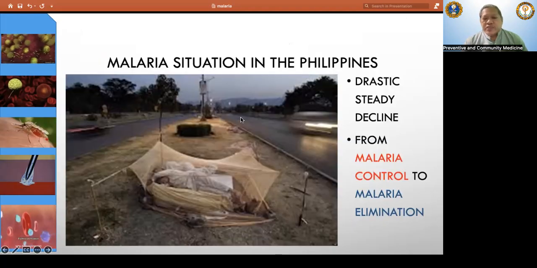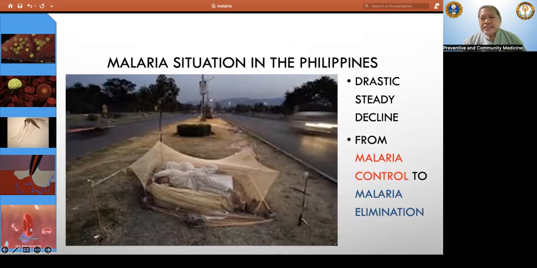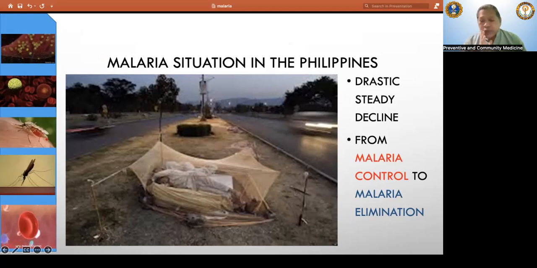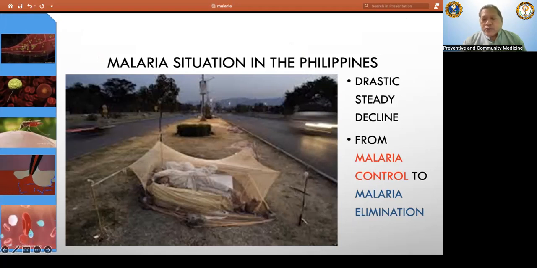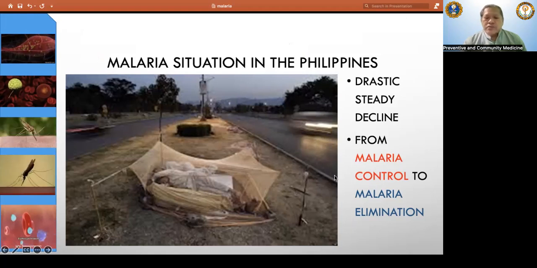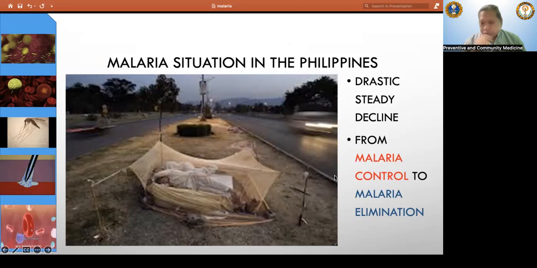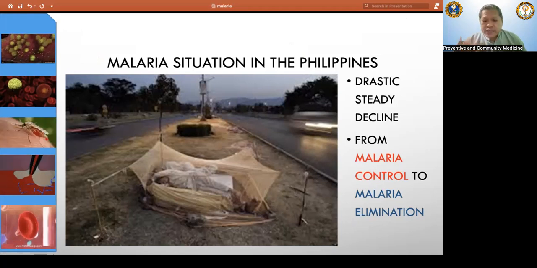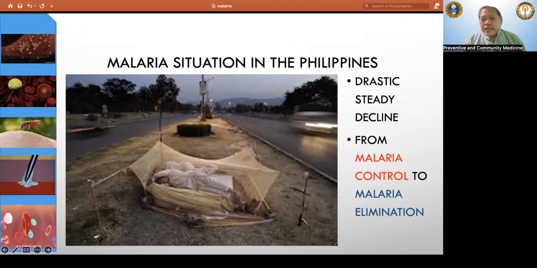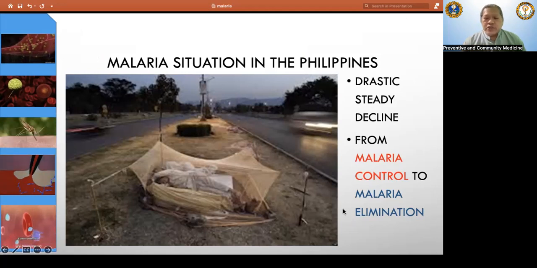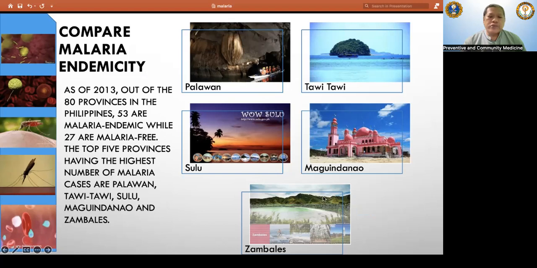For the malaria situation in the Philippines, we have a drastic steady decline, as you can see from the graphs a while ago. So pababa siya talaga ng pababa. And from malaria control program before, so during the 90s, we call that as malaria control program. But netong 2000, late 2000, naging malaria elimination na tayo. So we're going to malaria elimination from malaria control.